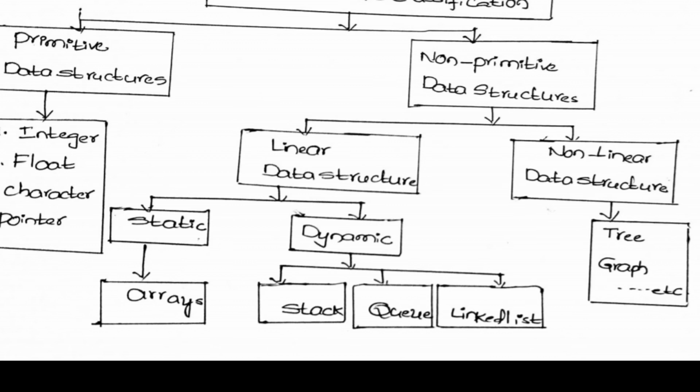The next non-linear data structure is the graph. The definition of a graph is a collection of elements and a collection of edges. The real-time example for graph is Google Maps. If you use Google Maps, the different places will come under nodes and the different paths will come under edges.